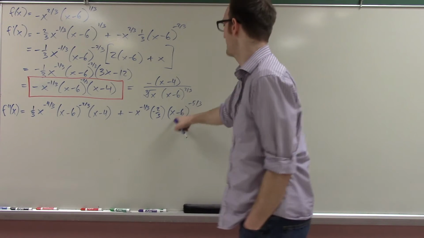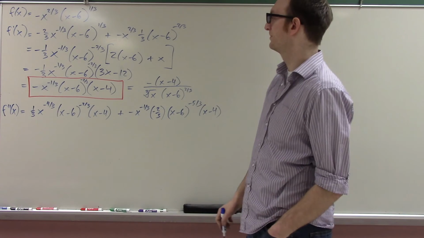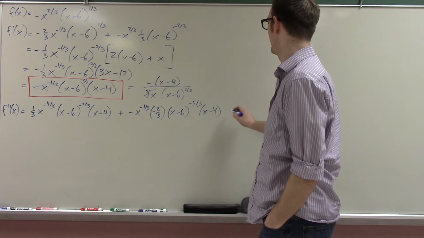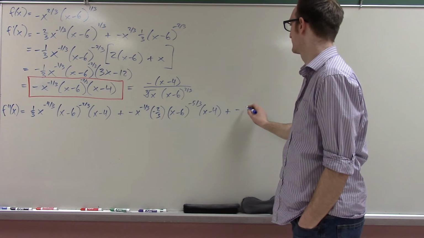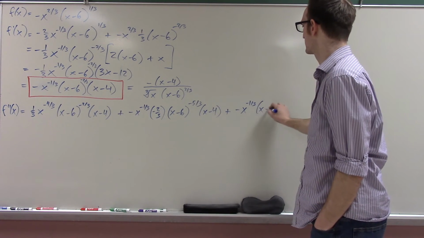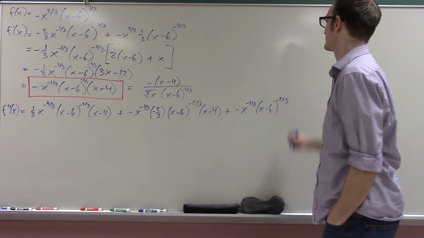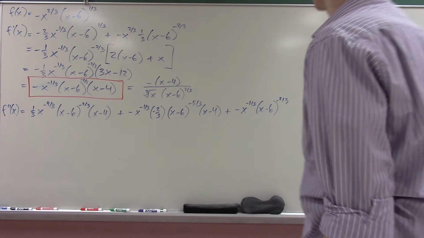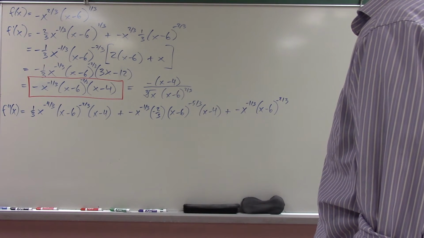Back inside, 1 times the third, plus the first, negative x to the negative 1/3, times the second, times the derivative of the last one, which is just 1. I think this is good. Let me just double check.